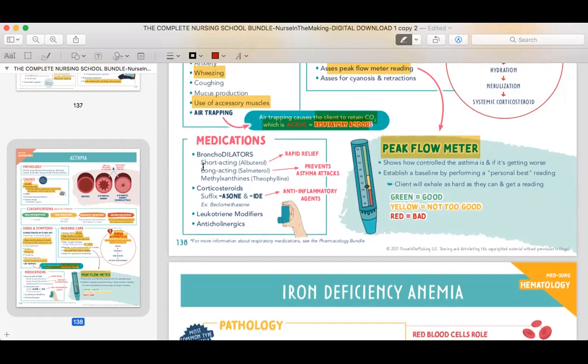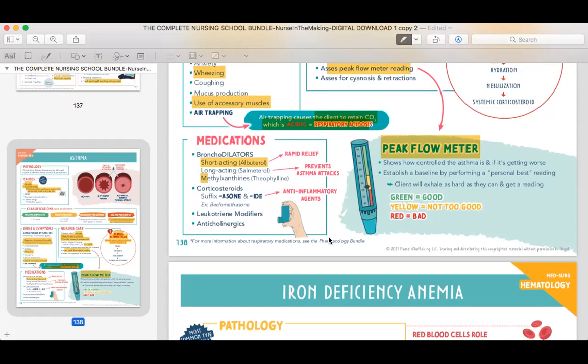Albuterol, right? This is your short-acting medication for when you have an acute attack. Long-acting salmeterol prevents the asthma attack, but it's not used for an emergency. And this medication does show up on ATI. It helps prevent asthma attacks. Theophylline, so whatever. Please make sure you don't drink any coffee, soda, or tea, anything that contains caffeine, or chocolate too.